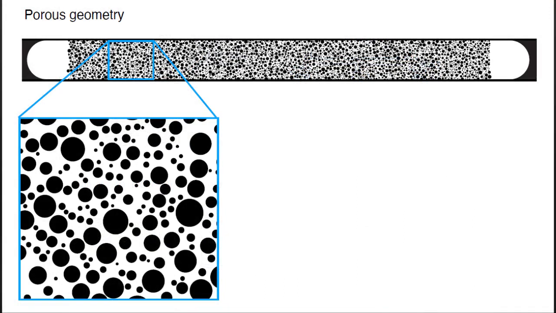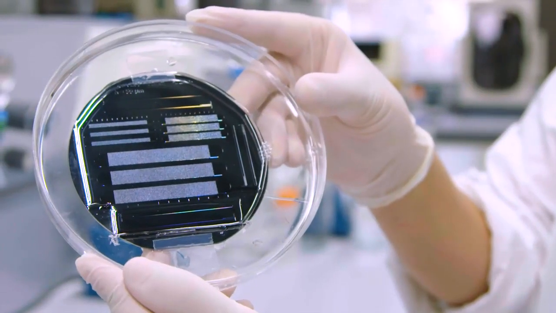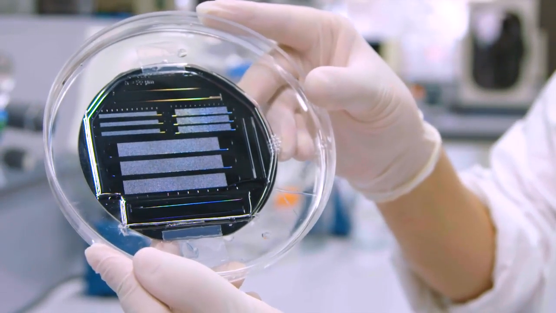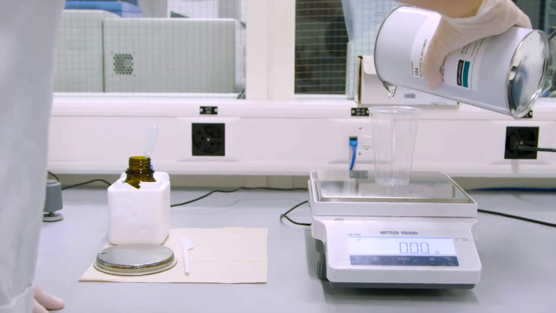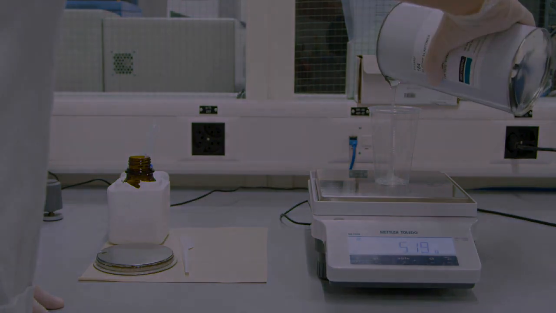To begin, design the desired porous geometry that consists of a matrix of circles. Based on the chosen geometry, prepare a mold using standard SU8 photolithography. Prepare 50 grams of PDMS by adding 90% of elastomer to 10% of curing agent.